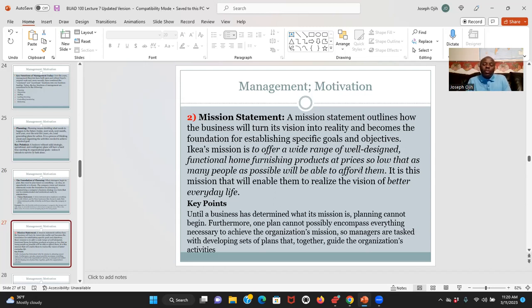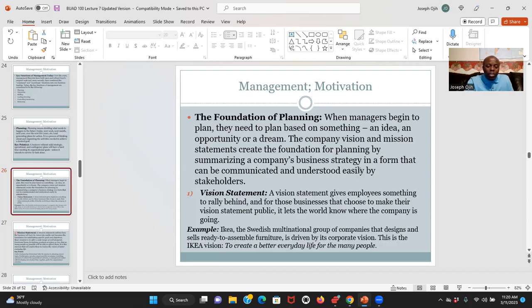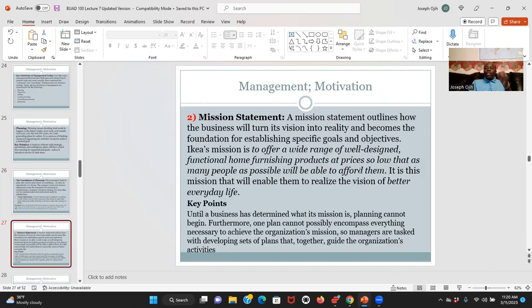So the way they want to create a better everyday life for many people is to offer a wide range of well-designed, functional home furnishing products at prices so low that as many people as possible will be able to afford them. See? This is the foundation of the planning. Everything that comes after that is hinged on this vision and mission statement.